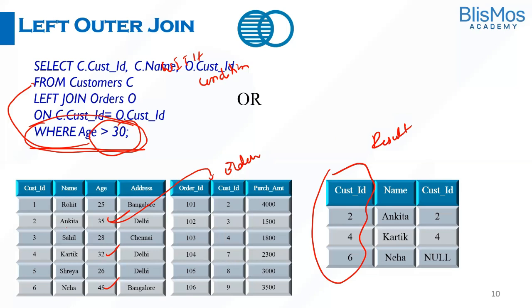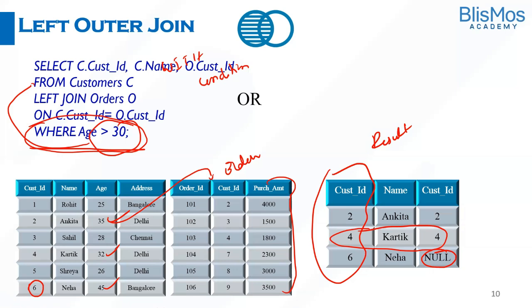So now 35, customer ID is 2, it is there. And do we have any other 2s here? No, that is the only 2. Then we have 32. Customer ID 4, it is there in both the cases. Then 6, it is not there in the right table. So the null will be introduced here. This is how left outer join can work with the conditions.